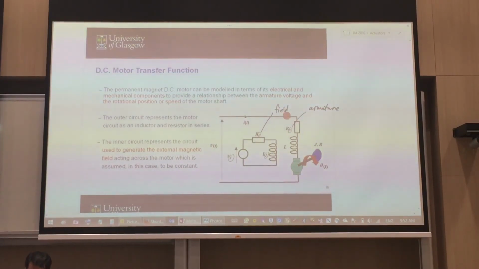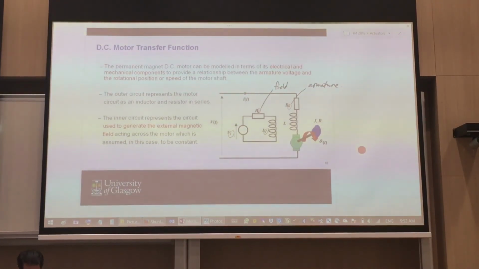So what is this A and this F? The A refers to your armature. Remember, I was showing you a motor with the armature winding. And your field winding is the one that's providing the magnetic flux. So this part over here.